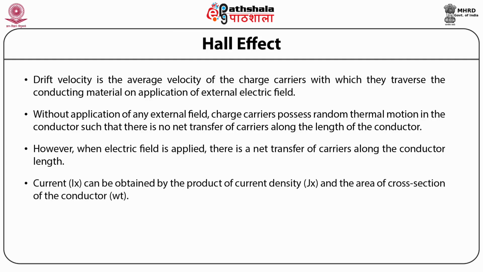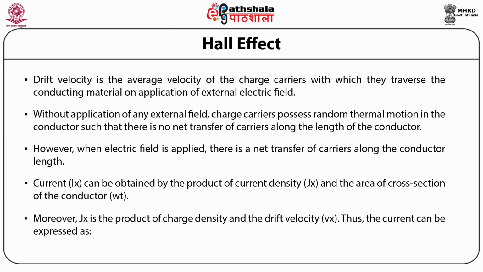Current Ix can be obtained by the product of current density Jx and the area of cross section of the conductor, W t. Moreover, Jx is the product of the charge density and the drift velocity Vx. Thus, the current can be expressed as Ix equals Jx into W t. This equals N into q into Vx into W t. This is represented as equation 1.